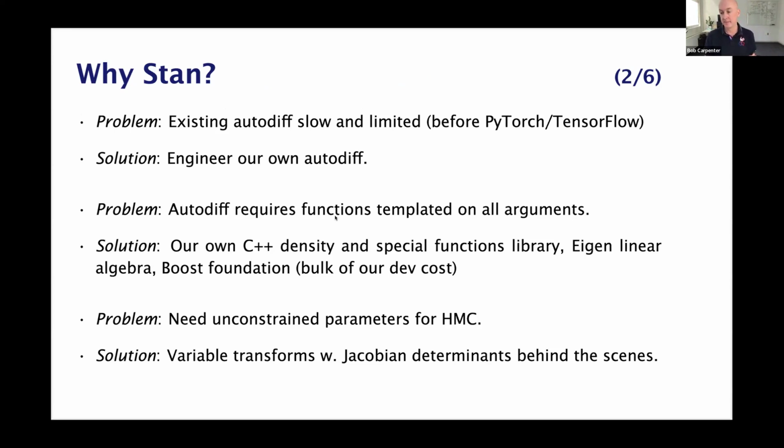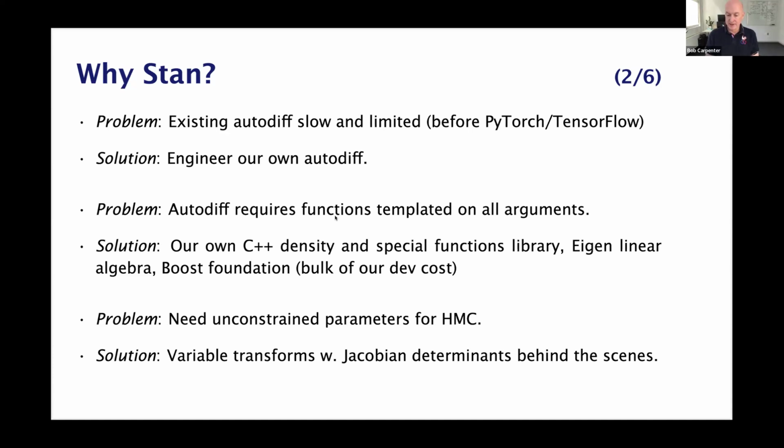Luckily, Matt had spent a lot of time in industry, and Daniel Lee, the other person who built the first version of Stan with me, also spent time in industry. So we had good engineering talent going into this. Autodiff requires functions that are templated on all their arguments in C++, so we wound up having to build our own C++ density and special functions library that we built on top of Eigen and Boost, two really core, really well-engineered C++ libraries. I would say maintaining this library and the I/O interfaces has been the main cost of maintaining Stan and developing Stan over time, right?